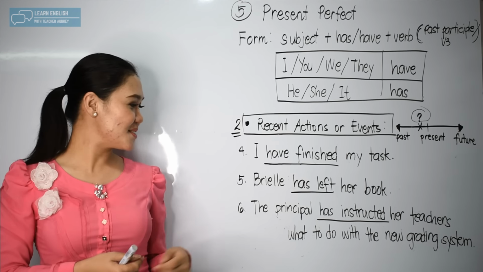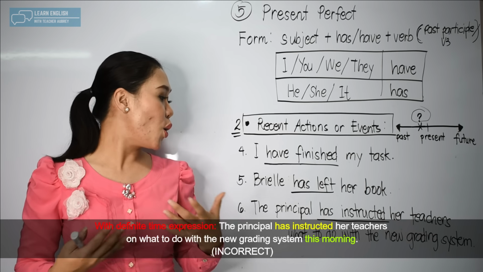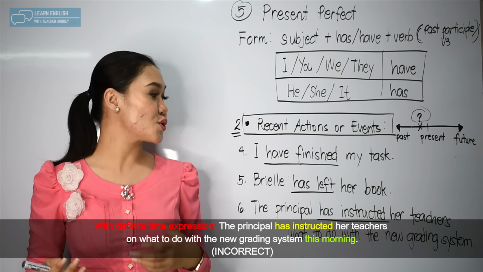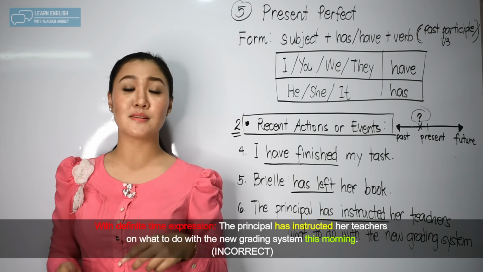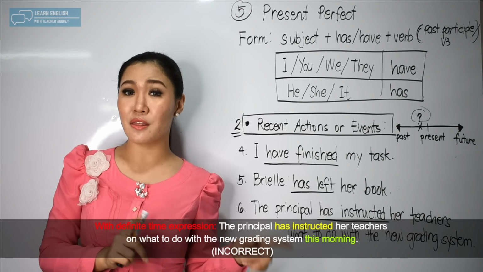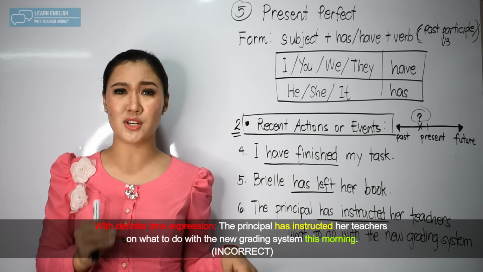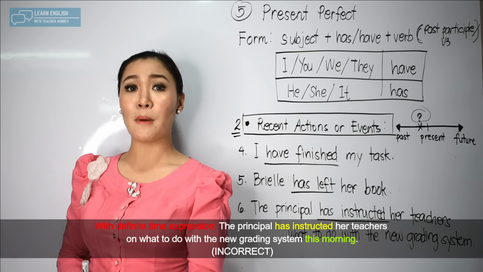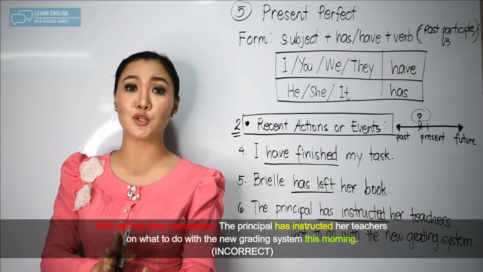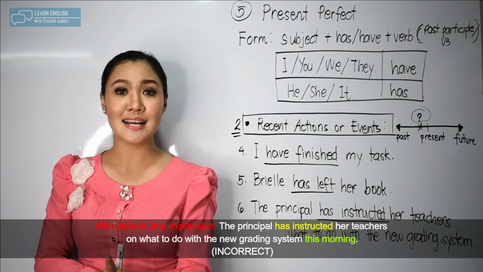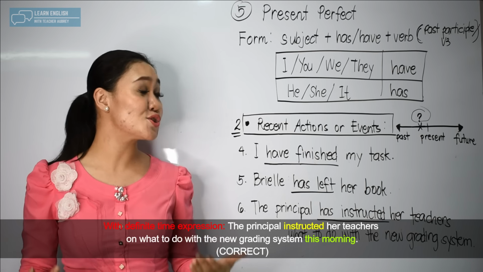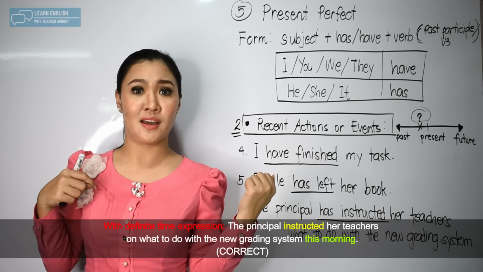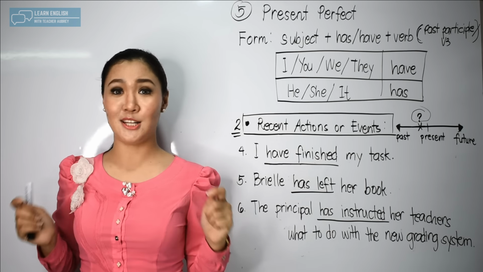Okay? And for this last one, the principal has instructed her teachers what to do with the new grading system this morning. Okay? This morning. The principal has instructed her teachers what to do with the new grading system this morning. Kapag gumamit tayo ng this morning, that is a definite time expression. Ibig sabihin, mali nang gamitin yung has instructed or present perfect. Dahil gumamit tayo ng definite time expression, papalitan natin yung has instructed ng simple past na instructed. Magiging the principal instructed her teachers what to do with the new grading system this morning. Okay? Understand? Huwag malilito dyan.